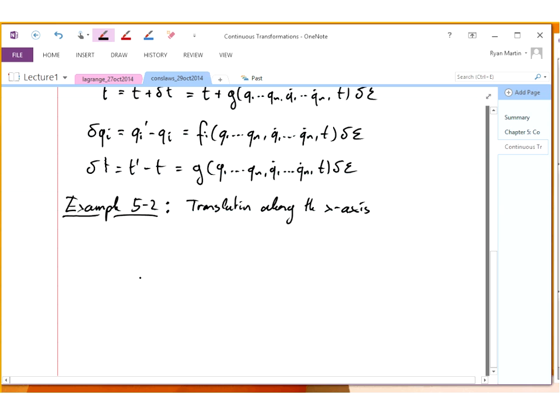So a translation along the x-axis, if I write this as a continuous transformation, x prime is equal to x plus epsilon, y prime is equal to y, z prime is equal to z, and t prime is equal to t. So that's a simple translation along the x-axis. Not an infinitesimal, just a normal one, by distance epsilon.